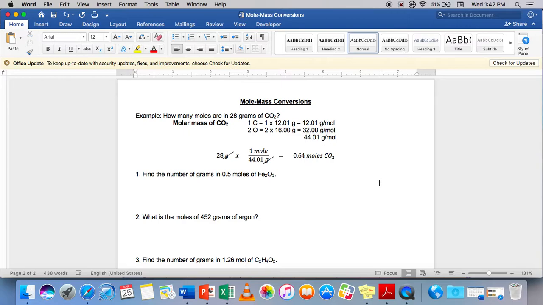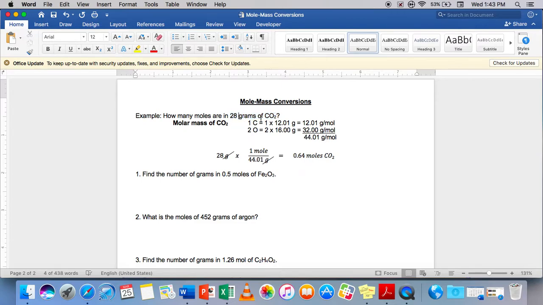Well, let's consider the steps from before. We have to figure out, what are we given? What are we trying to figure out? The question says, how many moles? So that is my end point. That is what I need to finish with. And it says 28 grams of carbon dioxide. That is the unit that I am starting with.